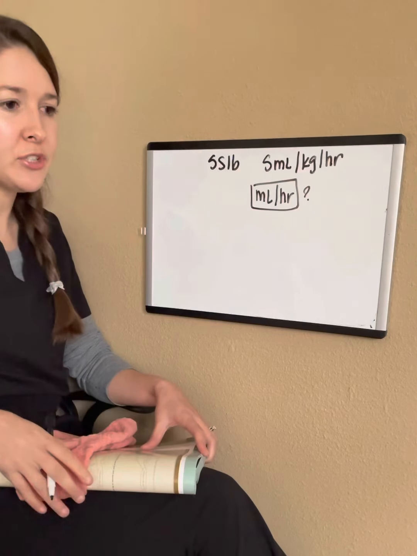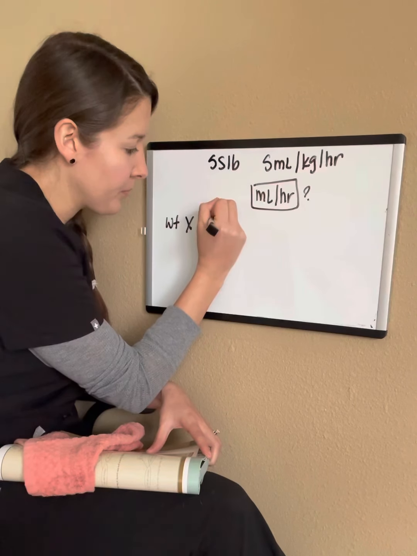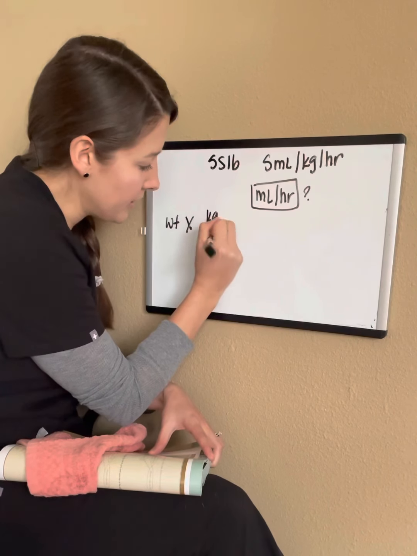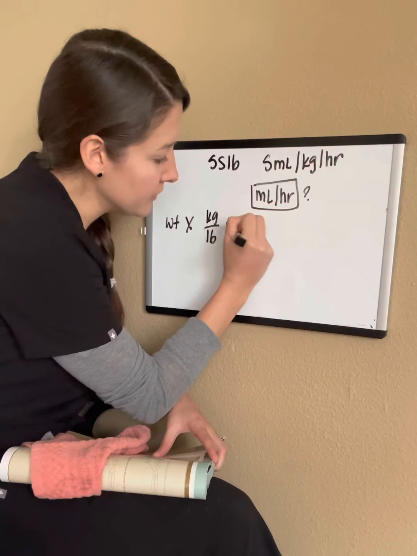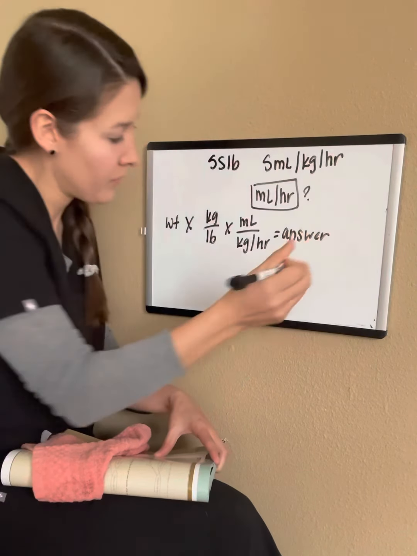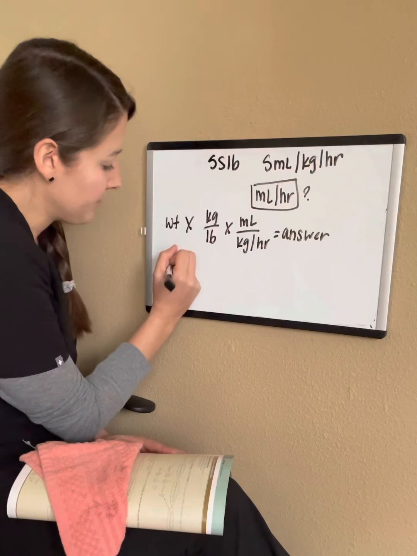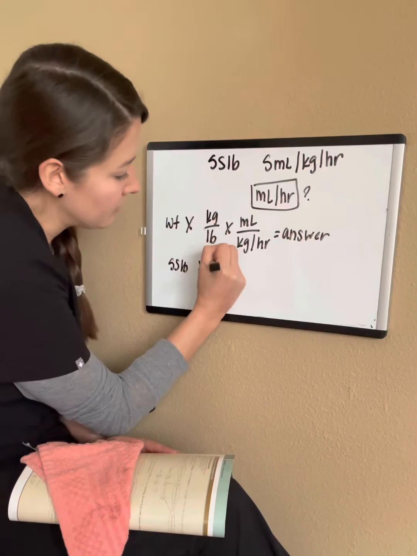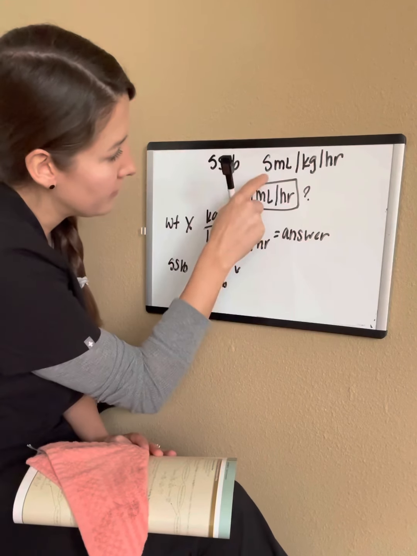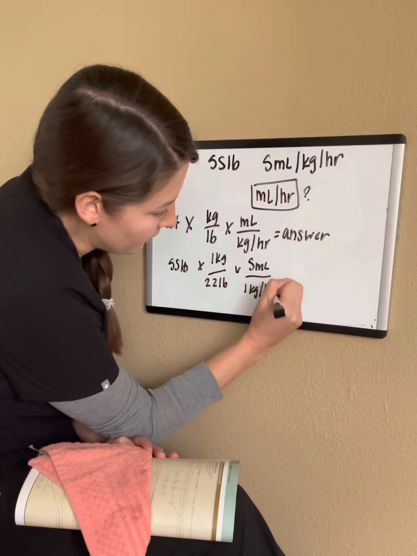So in your book, it gives you a formula, and this is the formula. It's weight, and then your kg to pound conversion, so your kg over pound, and then multiplied by your mils per kg per hour, and that equals your answer. All right, so if we plug this info into the formula, it's going to be 55 pounds times 1 kg over 2.2 pounds times 5 mils over 1 kg, 1 hour.